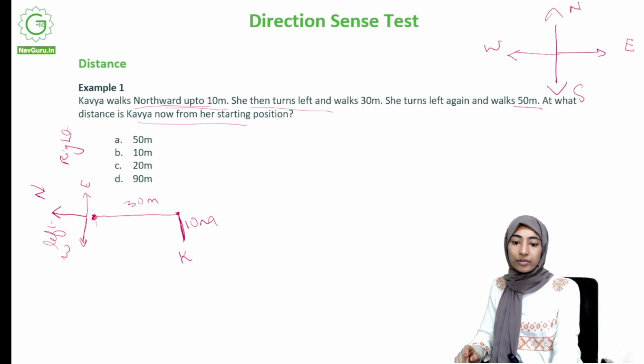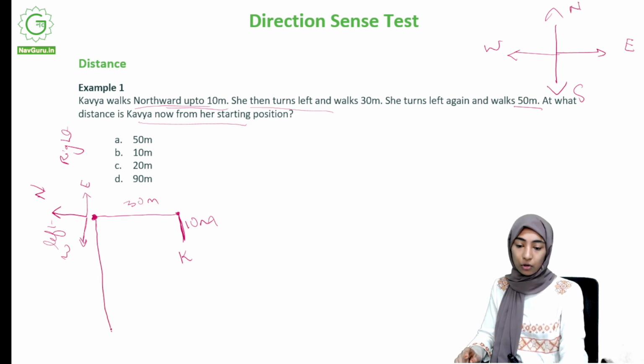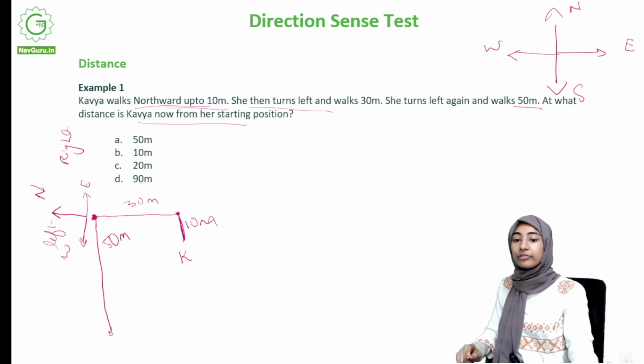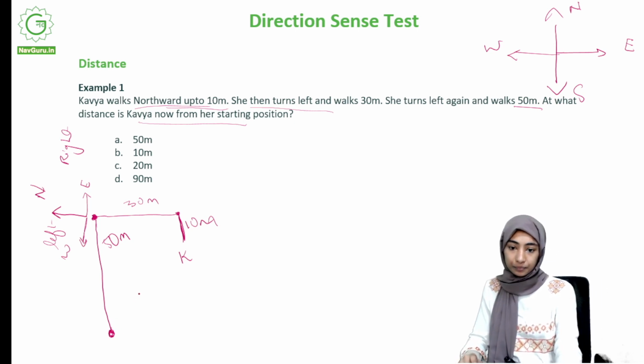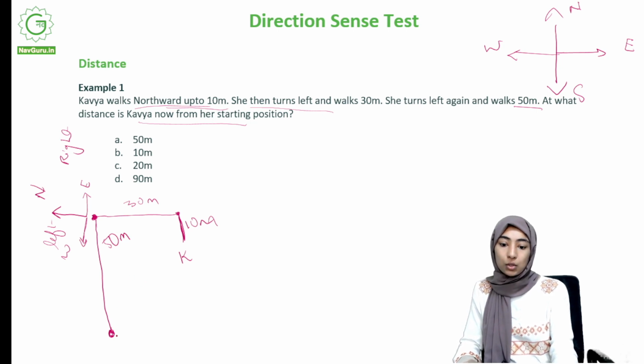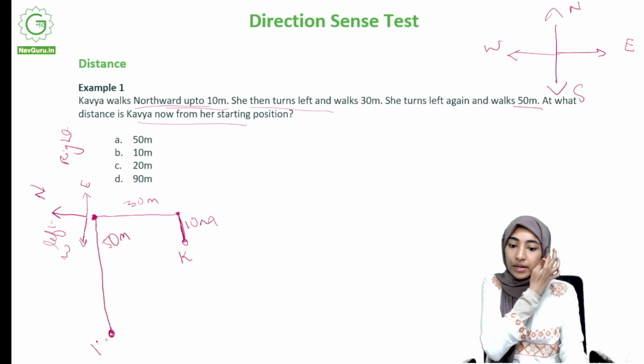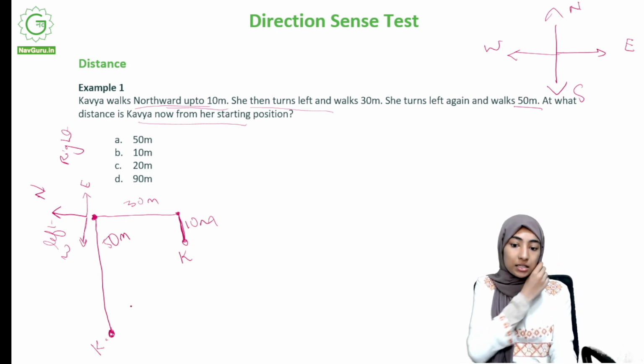So anyway, she turns left and she walks 50 meters. So draw an even longer line because it's 50 meters. This Kavya has done a lot of walking. Now, at what distance is Kavya from her starting position? I need to find at what distance Kavya is. This was her starting position. This is where she is now. How do I find her distance from the starting position?